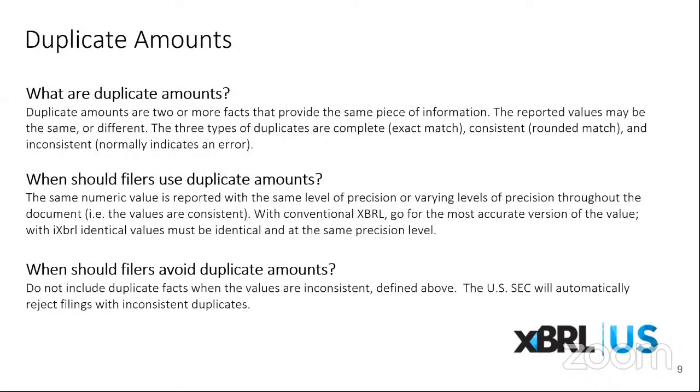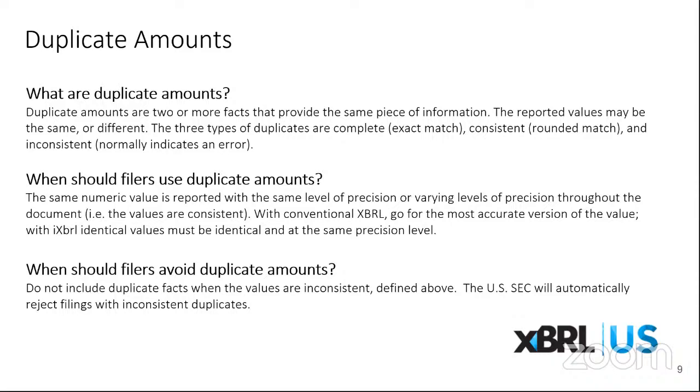So we also have duplicate amounts. Duplicate amounts are generally just displaying the same information more than once. You might have 5.7 million on your notes financial statements, but in your actual balance sheet, you would present it as 570,000 in thousands. So these are the same number, just scaled differently. You would generally use duplicate amounts like that whenever you have different precision levels.